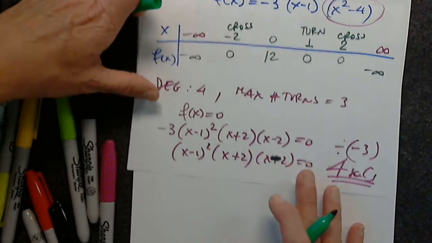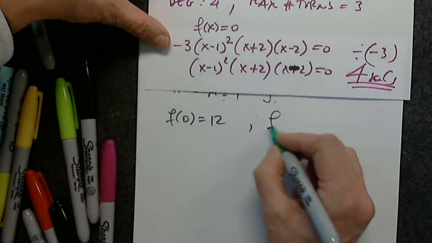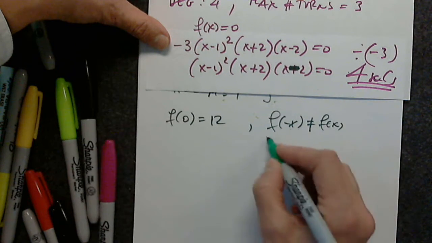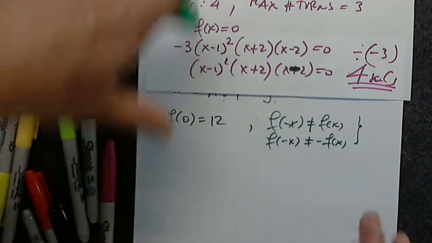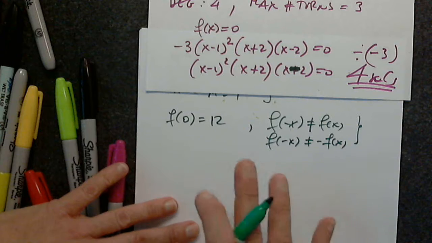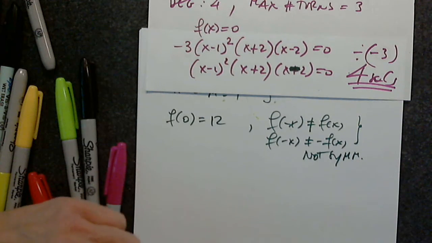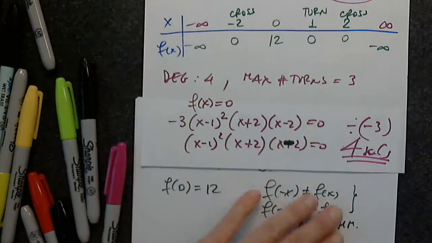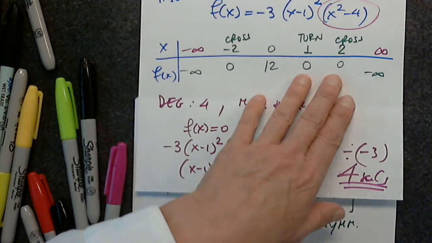And I'm going to just say that f of -x will not equal f of x, and f of -x will not equal -f of x. When you are certain, I'm fine if you just write this: not symmetric. So I know you did not forget about symmetry, because there is no room for symmetry here.